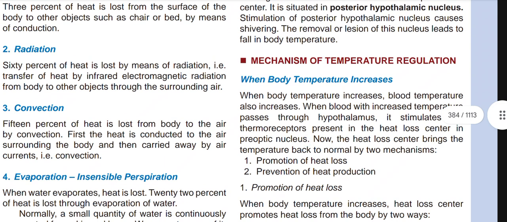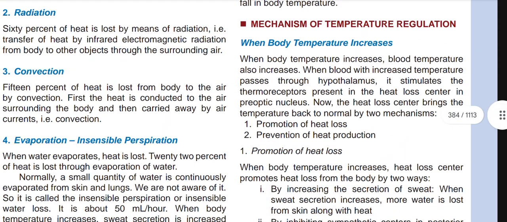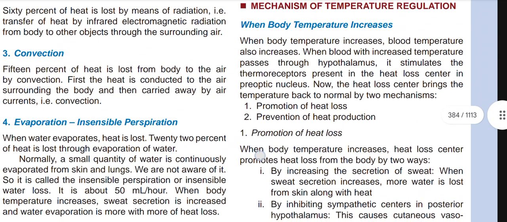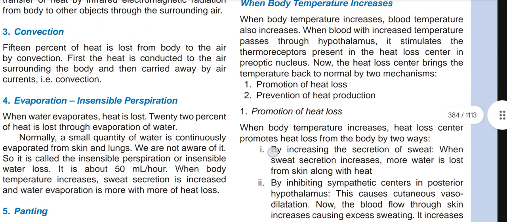Now, what are the mechanisms of temperature regulation? When body temperature increases, blood temperature also increases. When blood with increased temperature passes through the hypothalamus, it stimulates the thermoreceptors present in the heat loss center in the preoptic nucleus, and the heat loss center brings the temperature back to normal by two mechanisms: promotion of heat loss and prevention of heat production. So it will work in two ways. One is promotion of heat loss, and it will also prevent any further heat production.